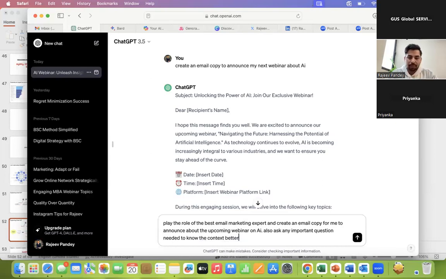The prompt I'm giving is asking it to play the role of the best email marketing expert. So imagine you have the best email marketing expert in front of you who is going to create an email copy. But because you want the system to understand more about what you want, and you want a more personalized and complex outcome which will not look generic, you are asking it to ask you any important question, so the technology can understand the context better, right? Let's see what it is going to ask.